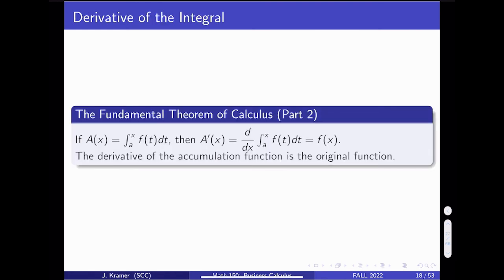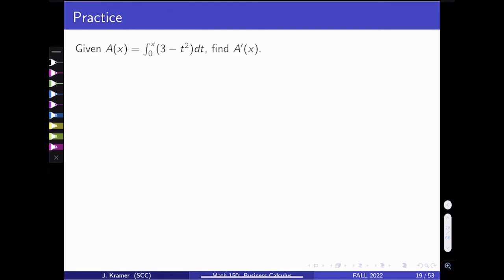The fundamental theorem of calculus part 2 says that if A of x is the integral from a to x of f of t dt, then the derivative of A is just the derivative of the integral, which ends up being the integrand evaluated at the upper limit. The derivative of accumulation of a function is the original function. I'm going to say that again in words. The fundamental theorem of calculus part 2 says the derivative of the accumulation function is the original function.